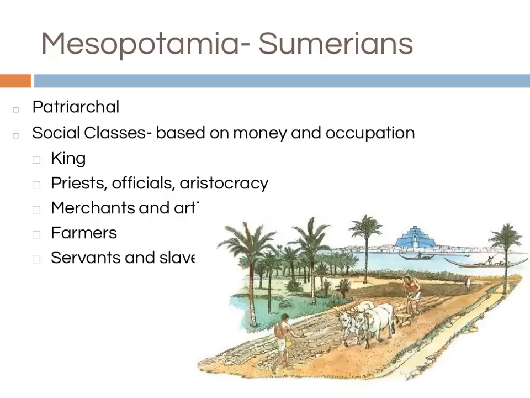The king is at the top. Remember, the king in Mesopotamia was seen as a god or a representative of the gods. Then priests, government officials, and aristocracy. Aristocracy, again, are wealthy landowners. Then merchants and artisans, then farmers, then servants and slaves. So notice it's defined by the person's occupation and also how much wealth they have, how high they are on the social structure.